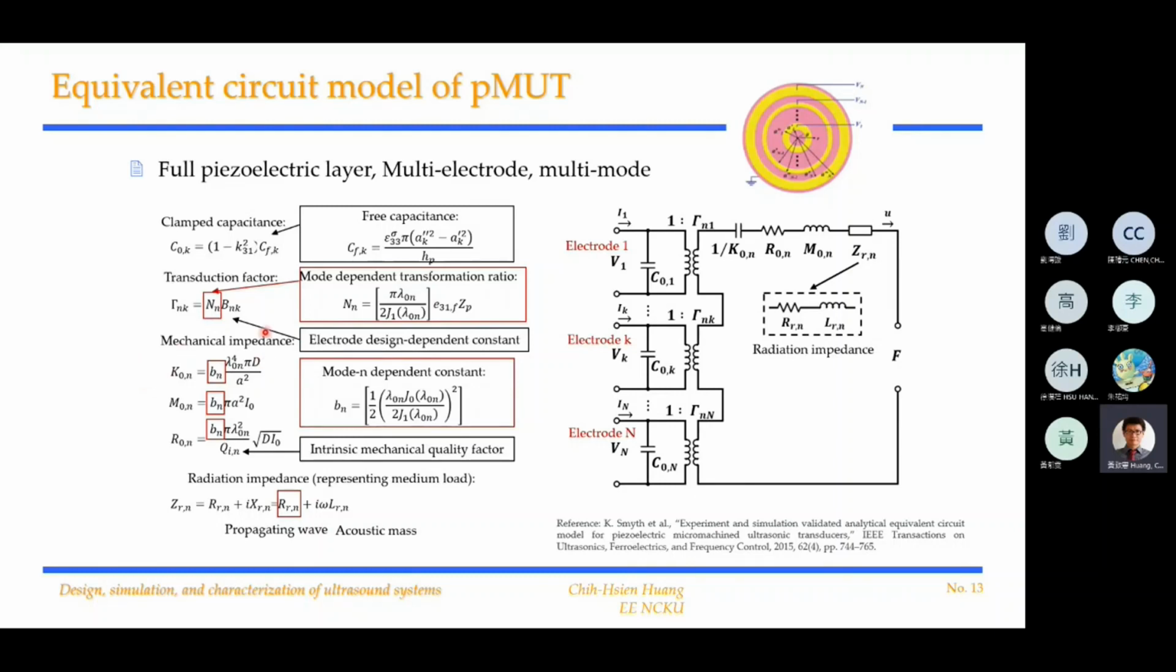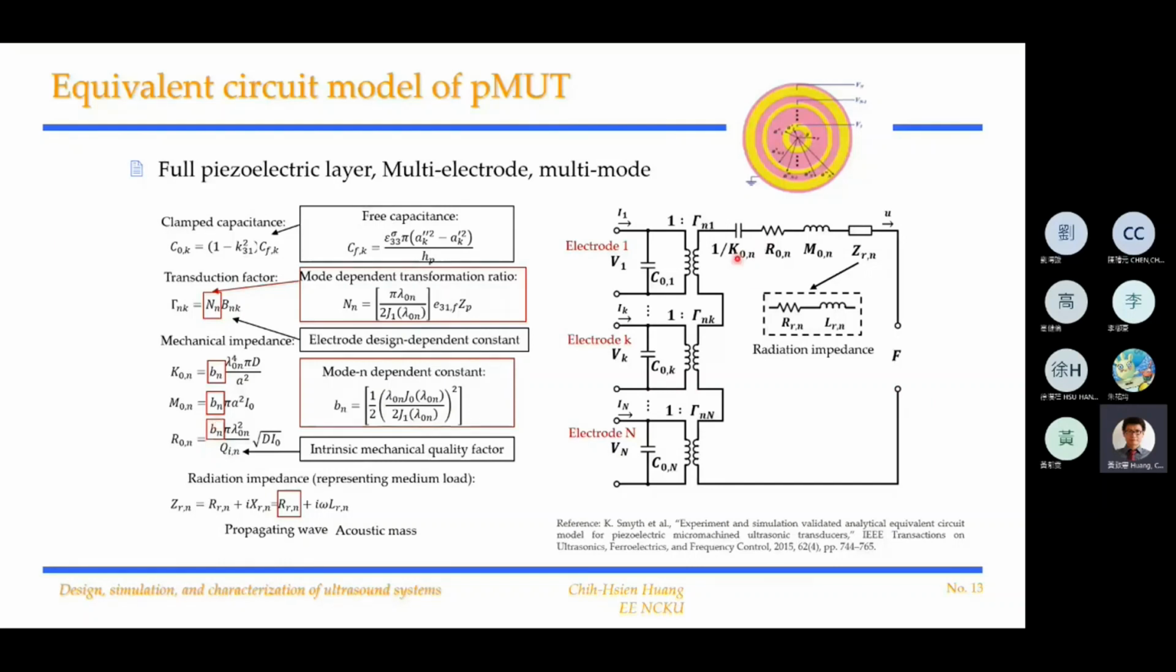And then we go to the mechanical part, right? First we introduced the electrical part, then the conversion transformer part, then comes the mechanical impedance part. The subscript 0 and n usually represents the eigenmode you are working on. And Bn is a mode-dependent constant. It's related to which mode you are working on, so we put a different constant here, okay?